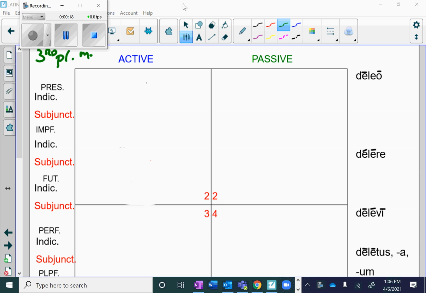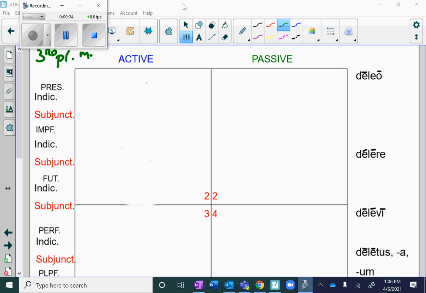Today I'm going to give you the verb deleo, delere, delevi, deletus, which means to destroy, and we're going to do the synopsis in the third person plural masculine. So it's going to be they destroy, they were destroying, they will destroy, etc.